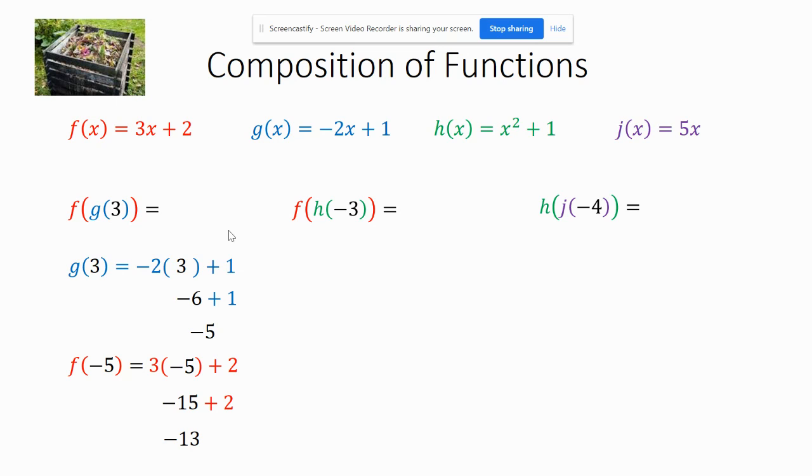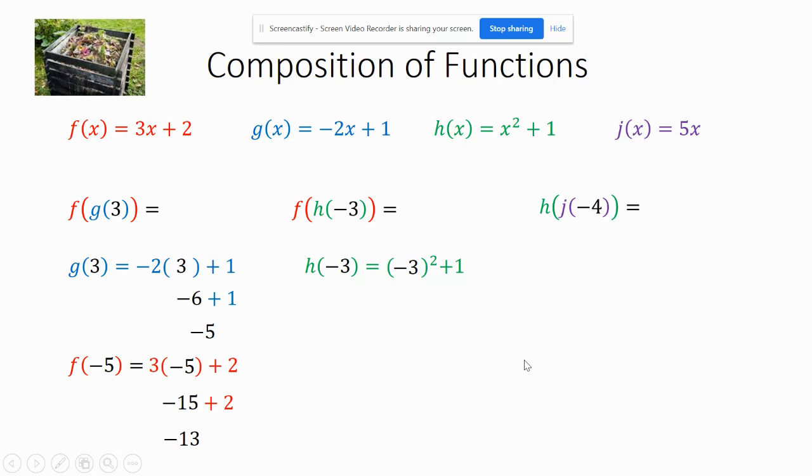So on this next question, to back it up, that means before I can do the f function, the 3x plus 2, I first need to find the answer from the h function. And I'm using -3, so I'm going to plug a -3 into the h function. I'm going to do that one in the parentheses first.